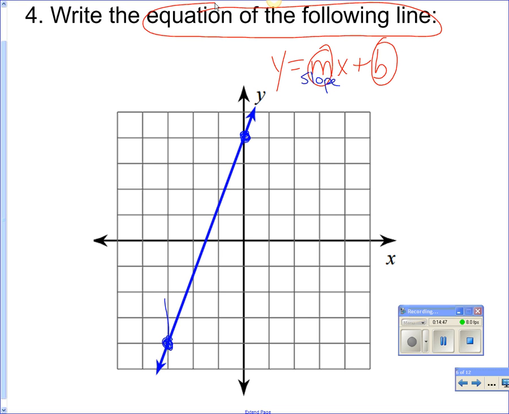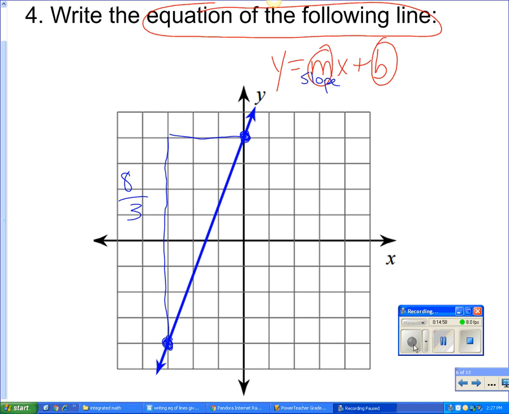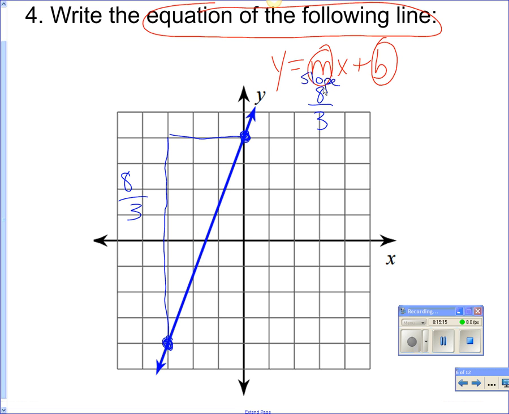1, 2, 3, 4, 5, 6, 7, 8. Up 8. And over what? Okay, so 8 over 3. Can someone tell me what 8 over 3 is? What is 8 over 3? No. What is 8 over 3? It's my slope. What letter is slope? M. So 8 over 3 is going to go in the M spot.